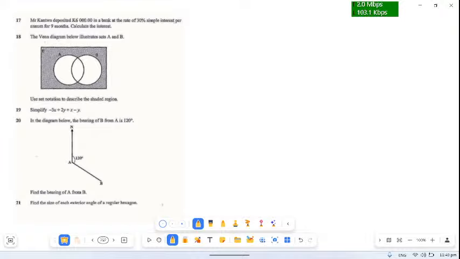We come to question 20, which is: in the diagram below, the bearing of B from A is 120. The question is, find the bearing of A from B. Okay, so let me draw the diagram. So the diagram is here like this. Okay, and then the bearing is here, which is 120 degrees. Then this is north, this is A, and this is B.